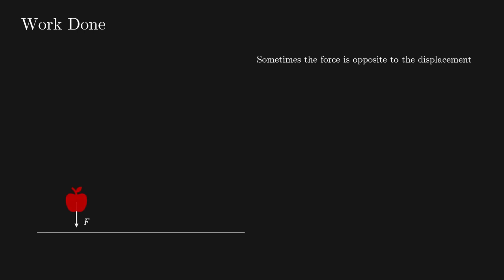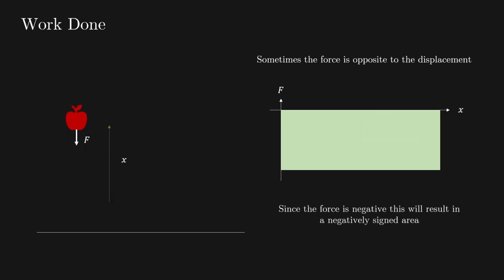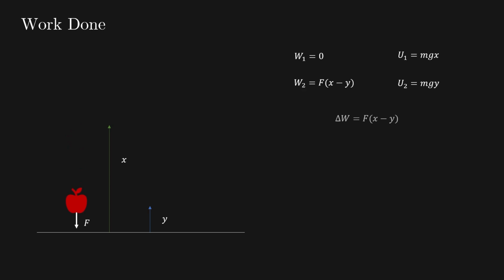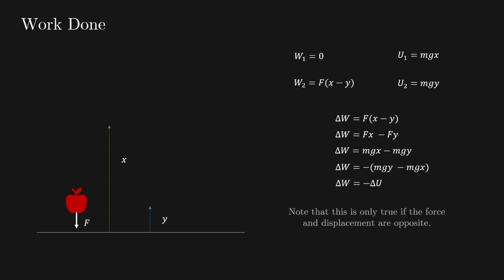When the force is opposite to the displacement, we get negative work. This just means that the work was done against gravity. By considering how the changes in work and potential energy relate, we can show that the change in work is the negative of the change in potential energy. This only works because our force is opposite to displacement.